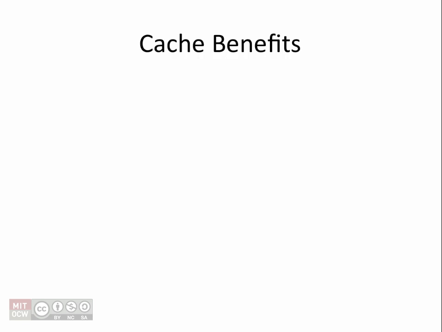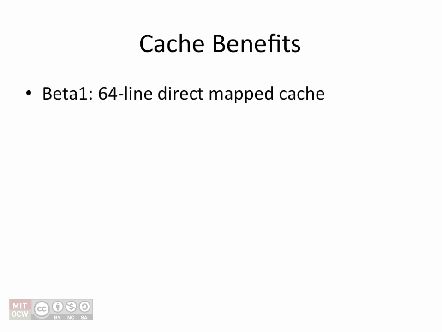We are going to compare the behavior of 3 different cache configurations on a benchmark program to better understand the impact of the cache configuration on the performance of the benchmark. The first cache we will consider is a 64-line direct mapped cache.